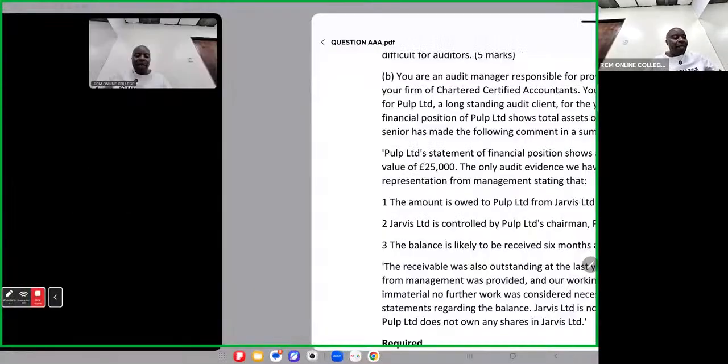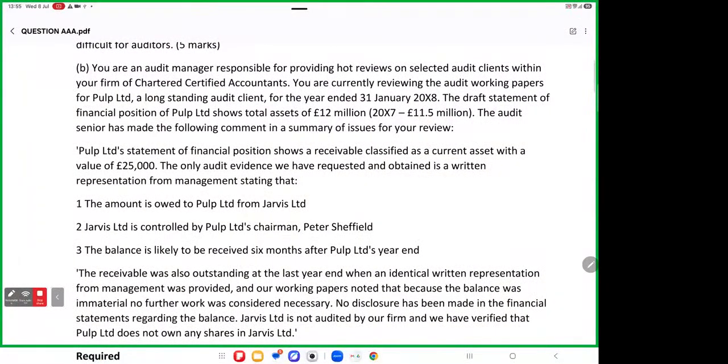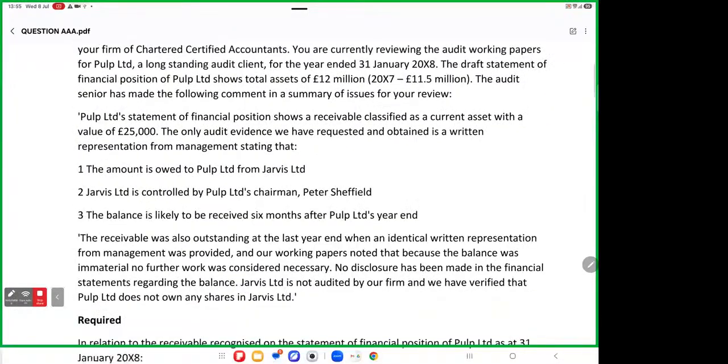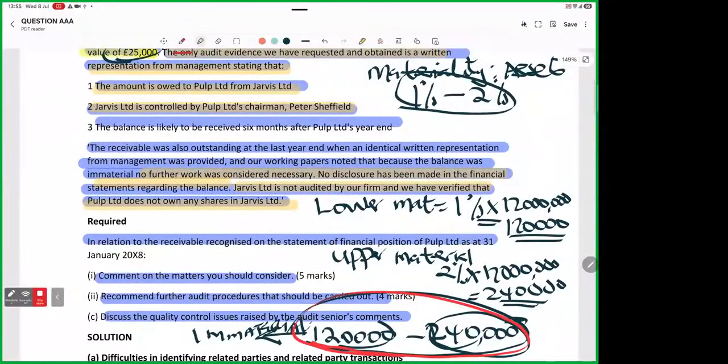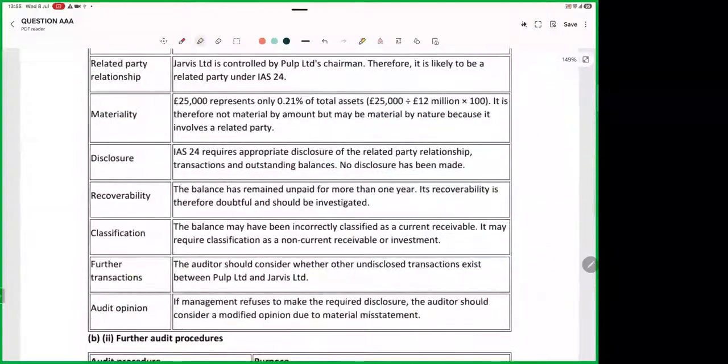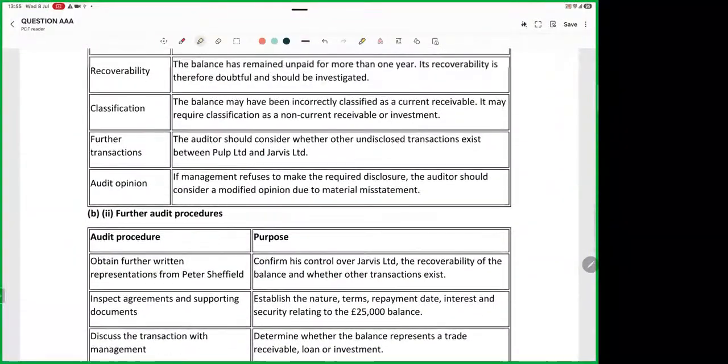Now, please listen. What do they want us to do here? In the interest of time, I only have 5A. This time runs very fast. Why does it run that fast? So in relation to the receivable recognized on the statement of financial position of PALP at this date, comment on the matter you should consider, 5 marks. So please allow me to just read the answer here. The matters I should consider.